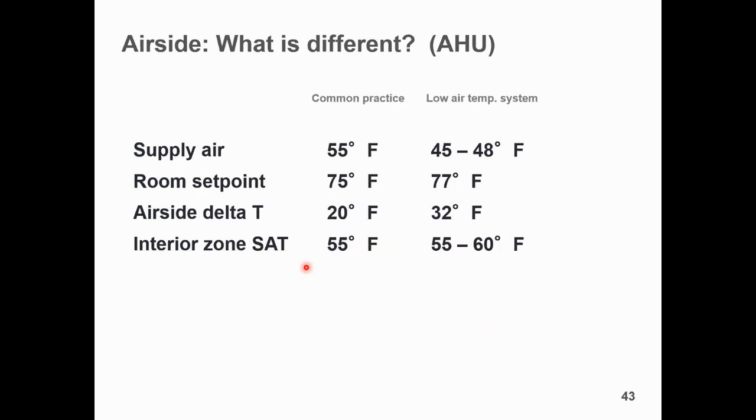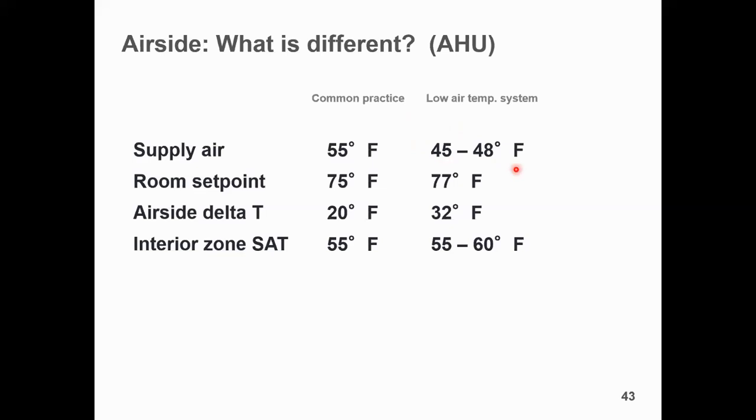Now let us discuss the effect of this low flow. Earlier you were getting your temperature around 55 degree Fahrenheit. Now with air side AHU with a high delta T chill water coil, you can get a supply air temperature between 45 to 48 degree.